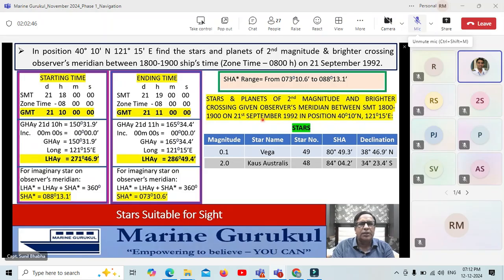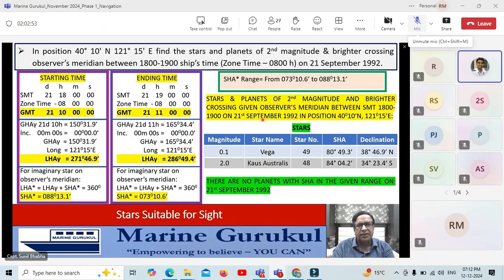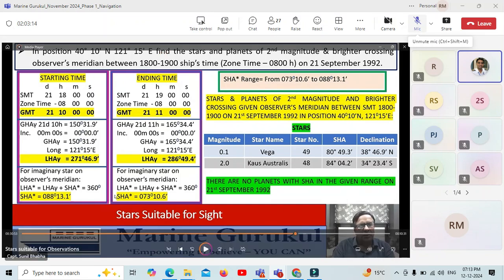These are the two stars in this SHA range meeting this magnitude requirement as per the question. And when we go to the daily pages of the Nautical Almanac for 21st September 1992, we find there are no planets with SHA in the given range on that day. Therefore, we do not have any planet which is going to cross the observer's meridian in this window. On the other hand, we have two stars of second magnitude and brighter, which shall cross the meridian of the observer between 1800 hours and 1900 hours.